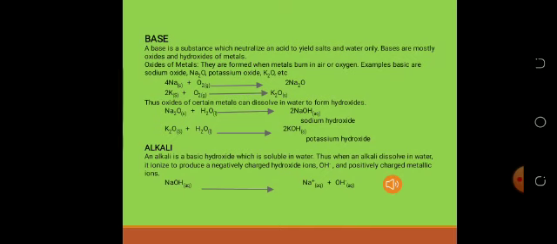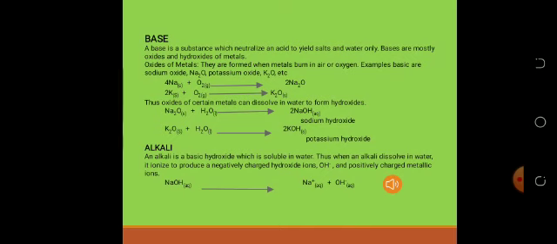What is a base? A base is a substance which reacts with an acid to form salt and water. Recall, in our last class, when we were talking about the properties of an acid, under the chemical properties, we made mention that an acid will react with a base to form salt and water. So generally, bases are those substances which neutralize an acid to give salt and water.